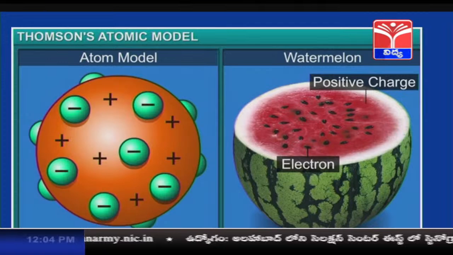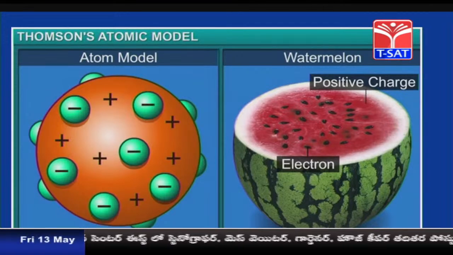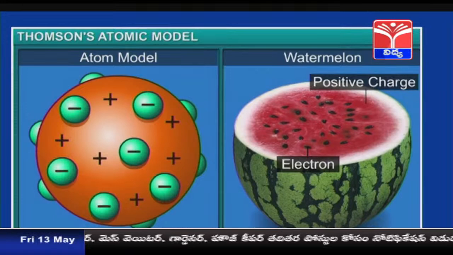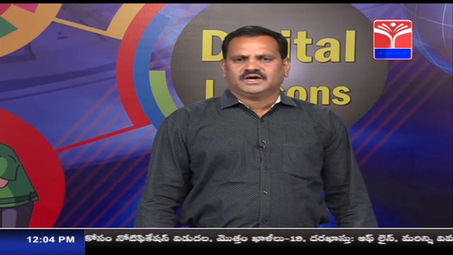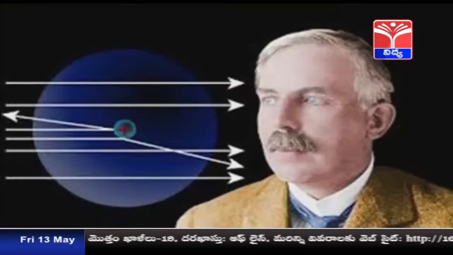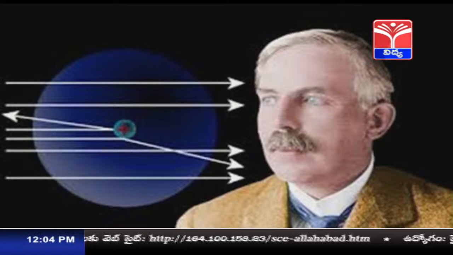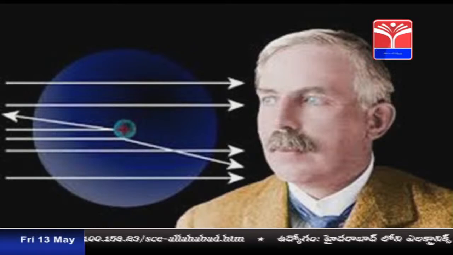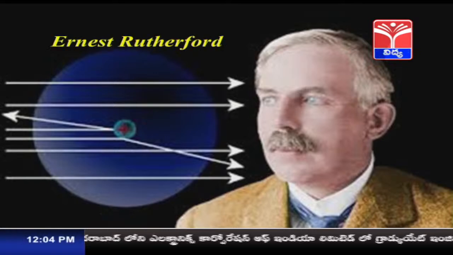So, the Thomson atomic model is also called the watermelon atomic model, but it could not explain all the properties of atoms. That is why the Thomson atomic model was discarded. Then another scientist came forward to explain the atomic model. The second one is the Ernest Rutherford atomic model.